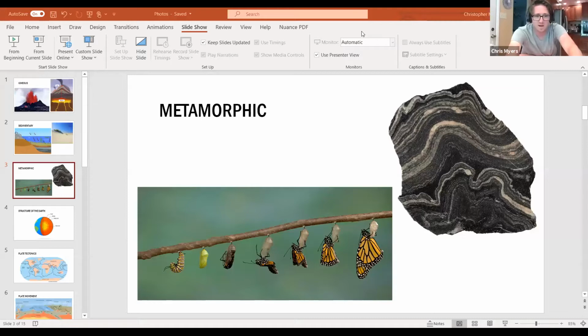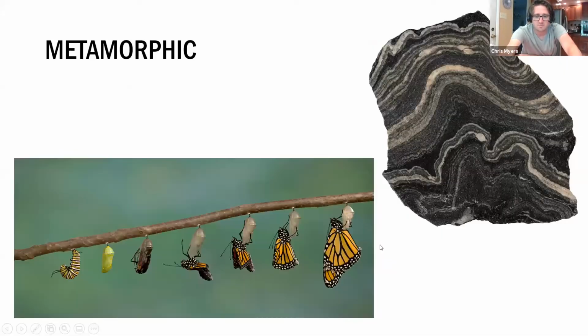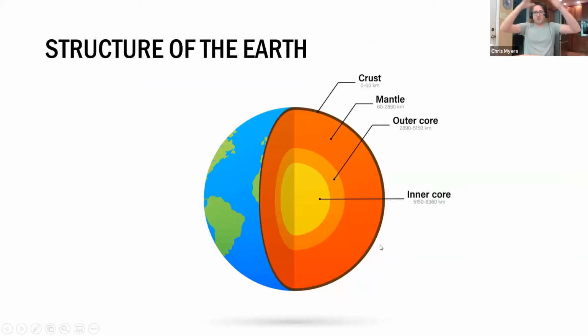Actually, next we are going to talk about the layers of Earth. So, the Earth is a giant sphere, as we know, and we actually live on the part of the Earth called the crust. And the crust is made of cool rock.